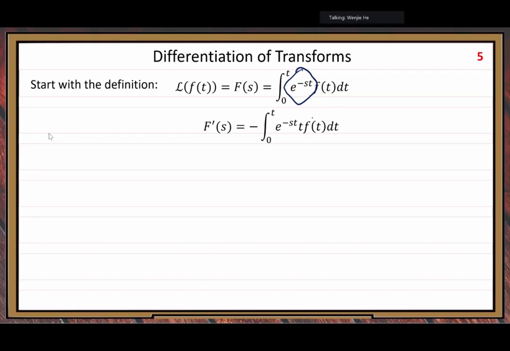You get that. All right. So then you can see it equals the negative Laplace transform of t times the little f function, because based on the definition, t times that function.